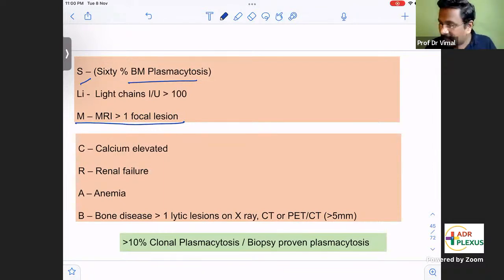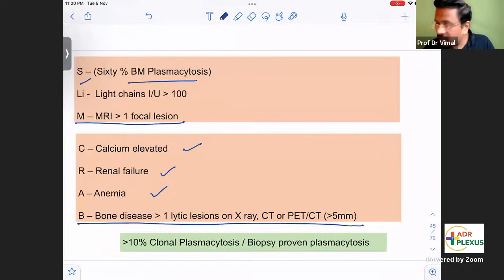What is CRAB? Calcium: hypercalcemia, calcium levels elevated; renal failure; anemia; and bone disease, more than one lytic lesion on X-ray, CT or PET-CT of more than 5 mm. If any one of the SLiM criteria or any one of the CRAB criteria is fulfilled, then we have to make the diagnosis. This is a myeloma defining event that gives a diagnosis of multiple myeloma.